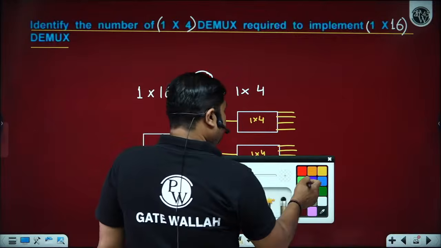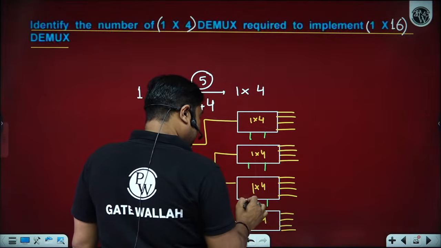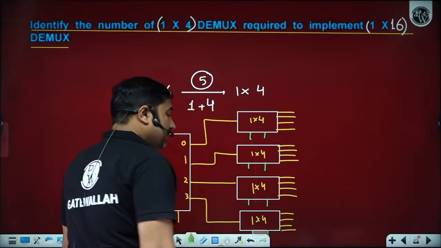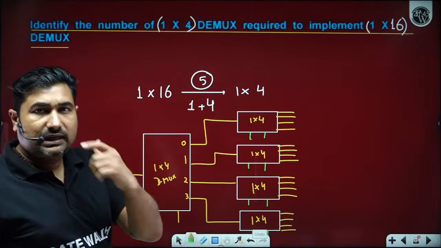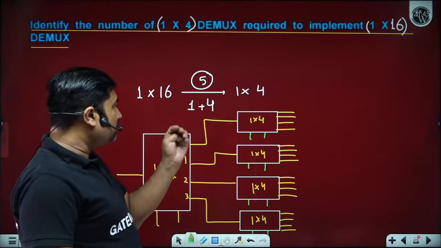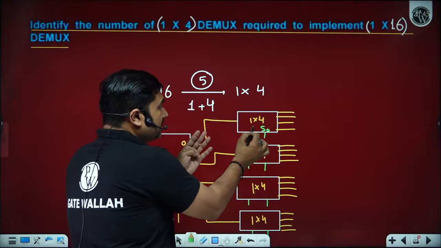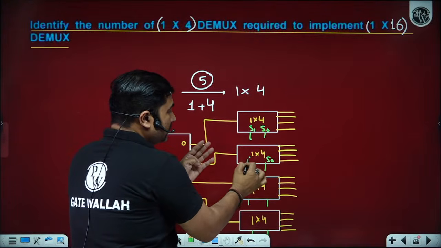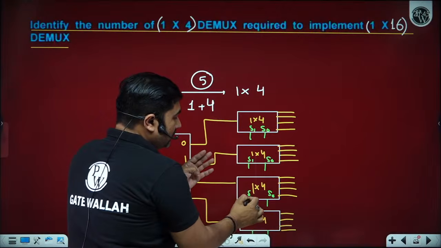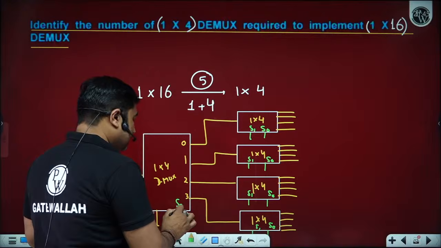Now we have to specify the select lines. So for 1 cross 4 we have a total of 2 select lines. However, 1 cross 16 will have 4 select lines. Out of these 4 select lines, these 4 demuxes will have the same S0, S1, and this will be S2, S3.